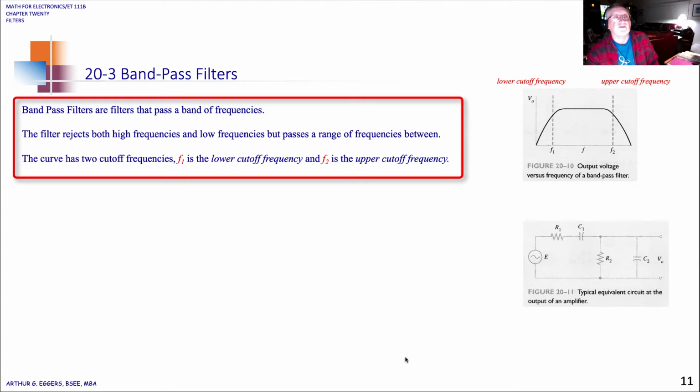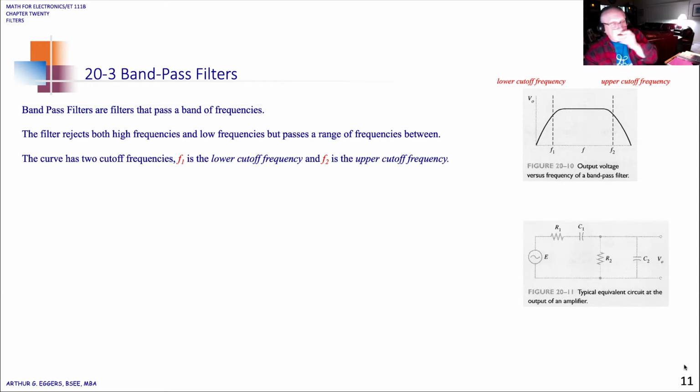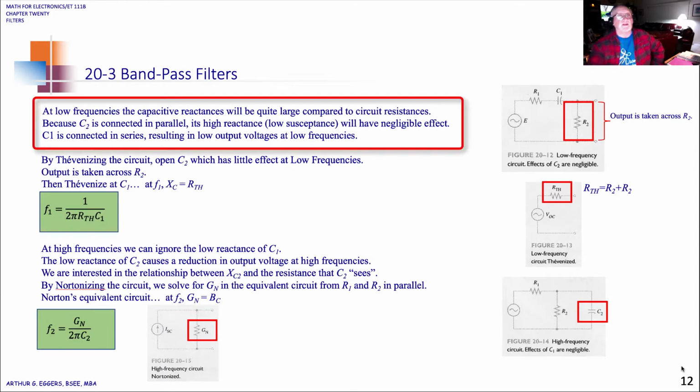So bandpass filters are filters that pass only a band of frequencies. If we wanted to chop off the high frequencies, chop off the low frequencies, and only do the mid frequencies, this is how we could do it. This type of filter rejects both high and low frequencies, but passes the range of frequencies in between. So the curve has two cutoff frequencies. F1 is the lower cutoff frequency. F2 is the upper frequency. So again, we're going to look at a specific circuit here that we're going to dissect a little bit and understand how the circuit works to do that job exactly.